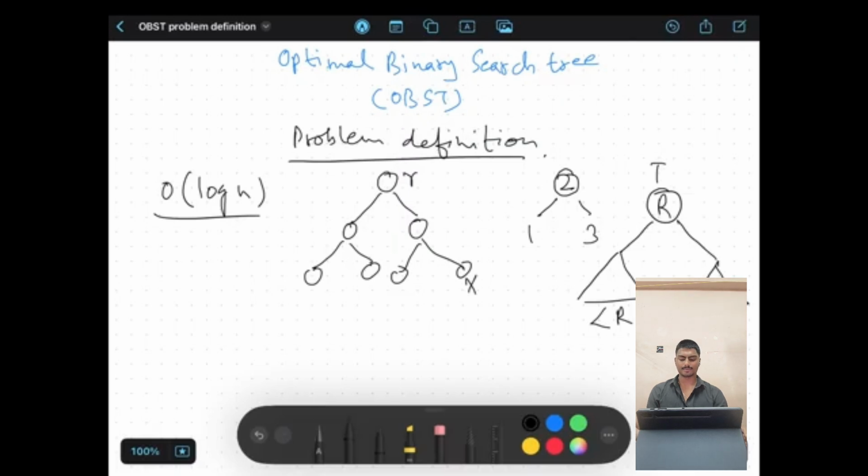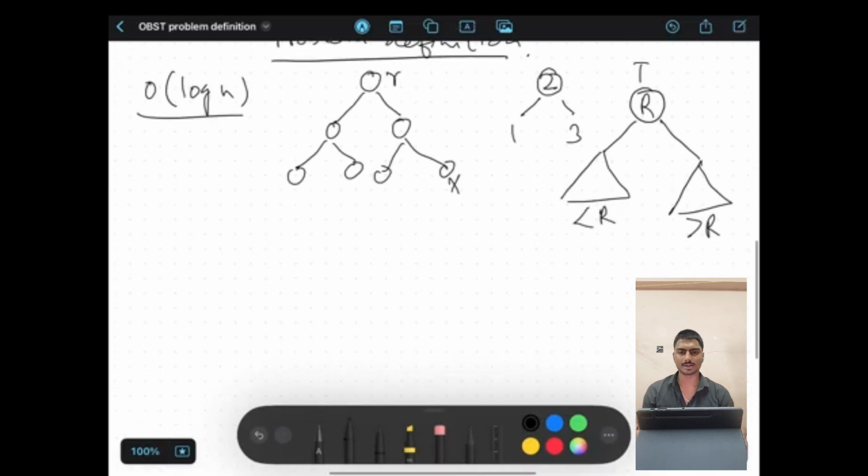Now consider the time complexity when the items are not evenly distributed. Let's say the items are 1, 2 and 3, and the probabilities of the 3 items are 80, 10 and 10.